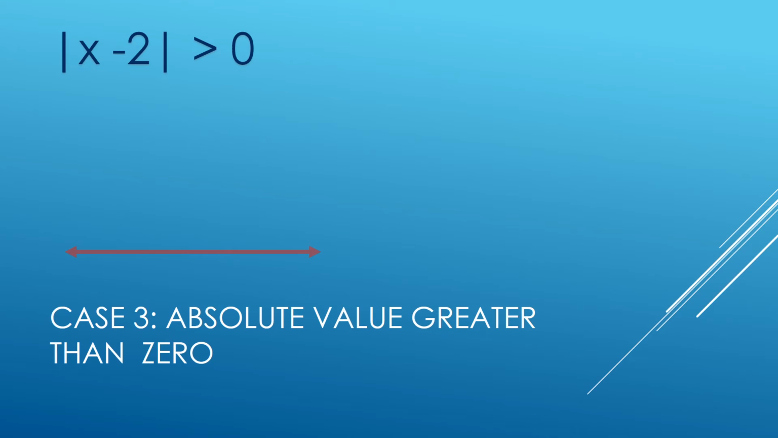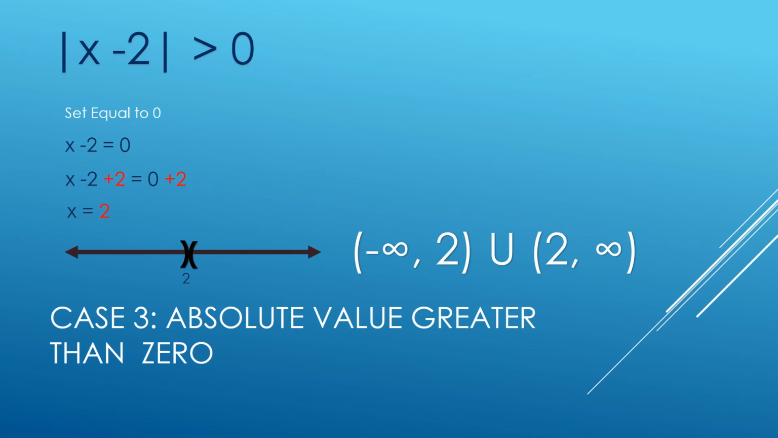So remember, what we have to do here is drop the absolute value bars and set it equal to 0. So again, we add 2 to both sides, and again, we get 2. But this time, this is the only point we do not want to include. So we'll label 2, and we're going to put a parenthesis on 2 and shade everything to the left. We put another parenthesis on 2 and shade everything to the right. Then we can take the union of these two sets. So again, this is all the real numbers except for the point 2.